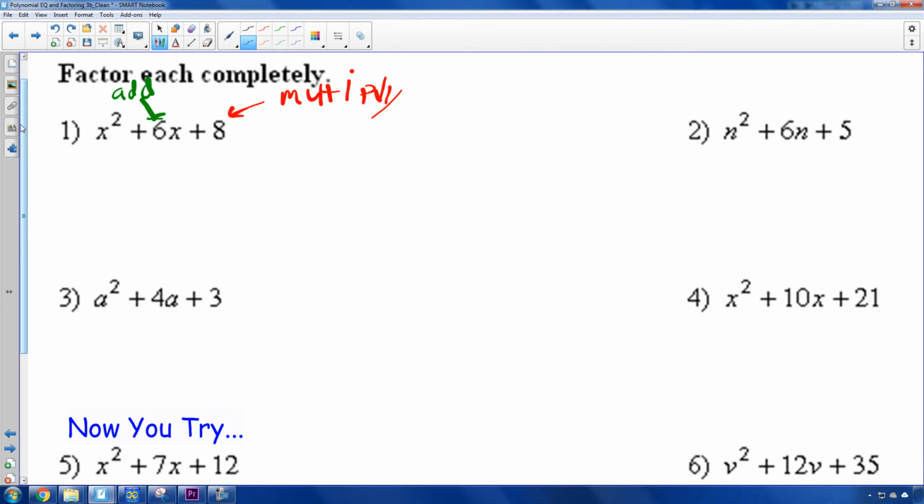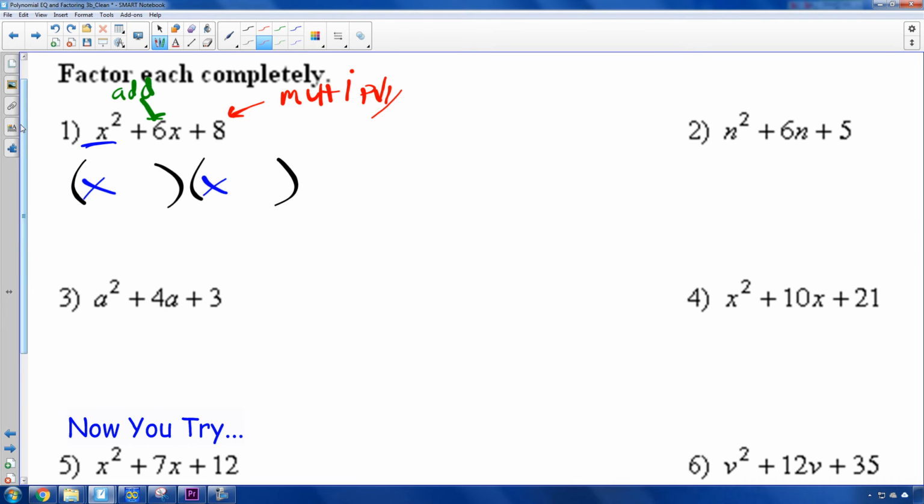Every single time the answer is going to have two sets of parentheses. So two sets of parentheses, and I ask you, first off, what will multiply to get me x squared? What times what? X times x. Exactly. So x times x gives you x squared. We need things that multiply to 8. So numbers that multiply to 8, just shout them out if you know them. 4 times 2. What else? 8 times 1. Perfect. The question is, does 4 plus 2 equal 6, or does 8 plus 1 equal 6?